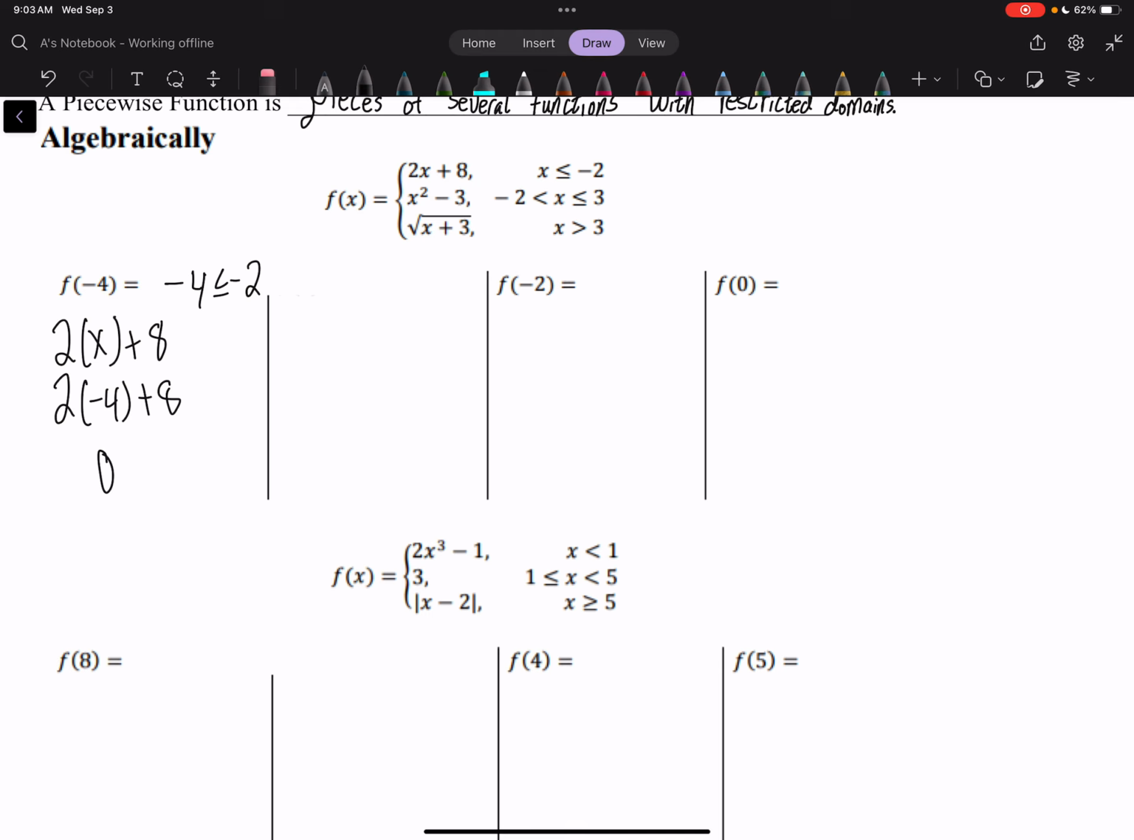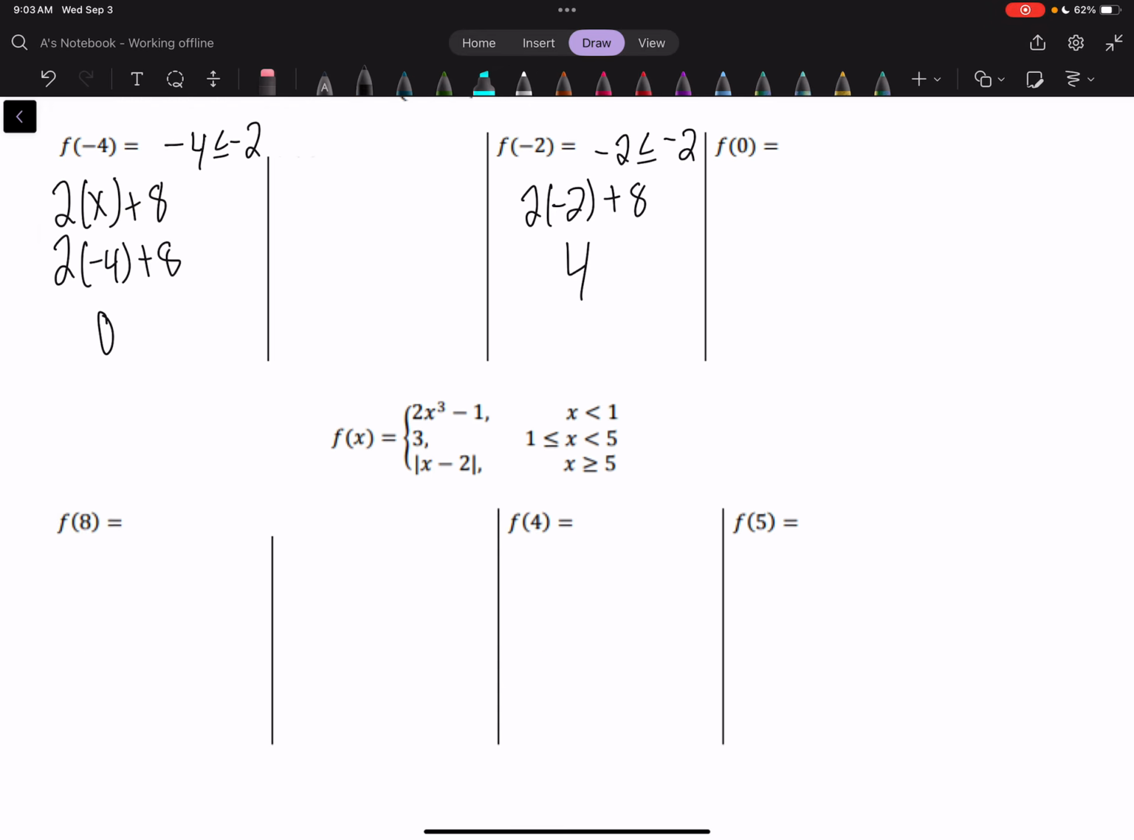All right, f of negative 2. Negative 2 also falls into the equal part of less than or equal to negative 2. So I have 2 times negative 2 plus 8. This is 4. I'm going to leave those two for you.